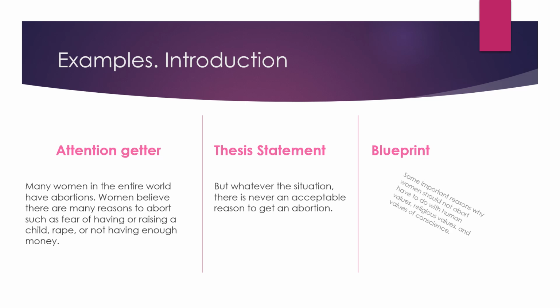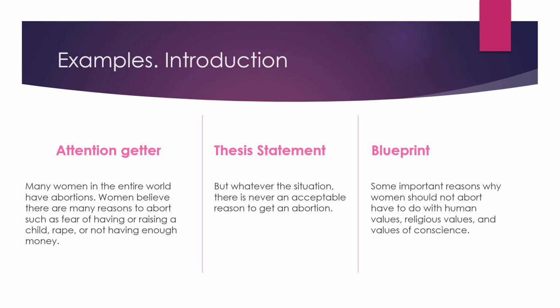The blueprint. Some important reasons why women should not abort have to do with human values, religious values, and values of conscience. This is a very clear, concise blueprint. It tells the reader that throughout the body you're going to cover three main arguments, or you're going to support three main reasons why you think abortion should not happen. Number one, it's human values. Second, religious values. And three, values of conscience.